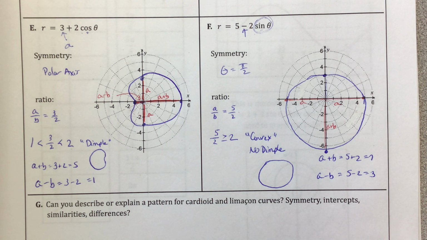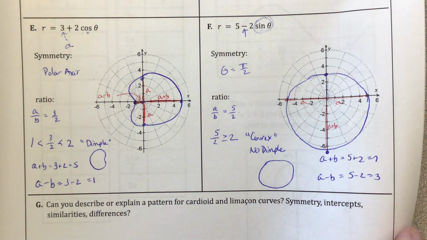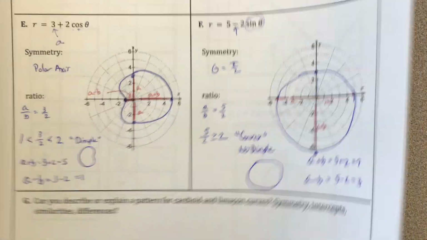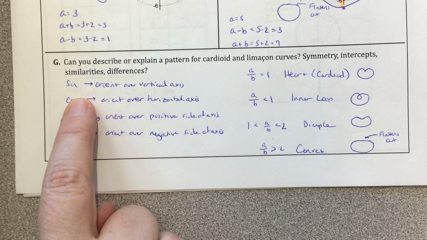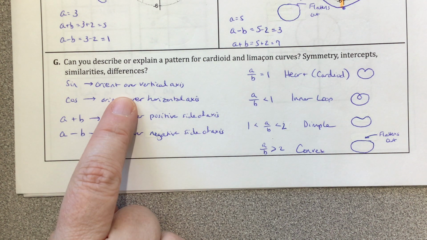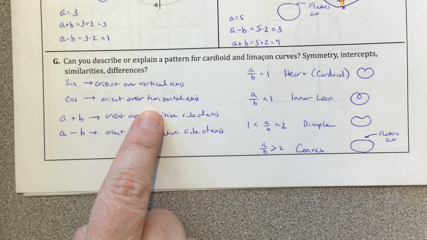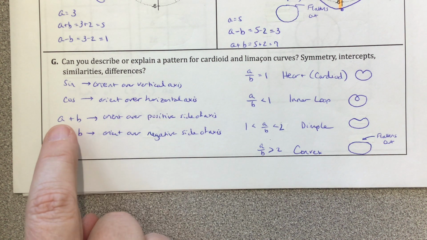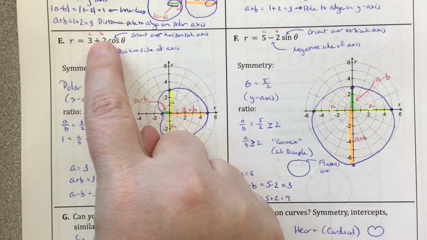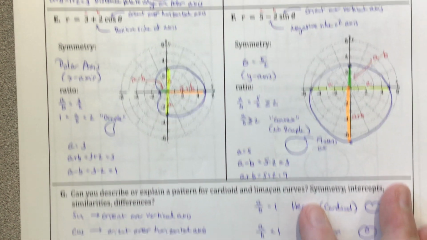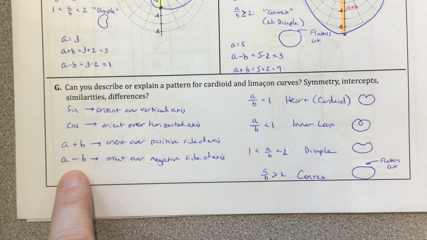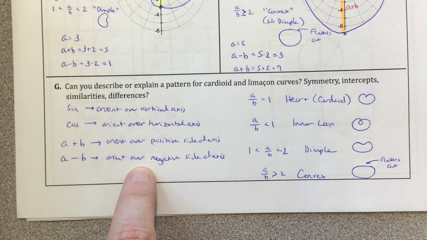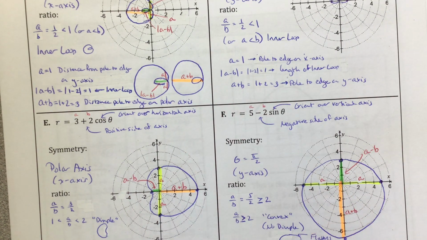Okay, can we describe or explain a pattern for cardioids and limaçon curves: symmetry, intercepts, similarities, differences? Here are the things that we've talked about. If it's a sine function, then it's oriented over the vertical axis. If it's a cosine function, it's oriented over the horizontal axis. If it is a plus b, like right here, or a minus b, that tells me what side of the axis I'm oriented over. A plus b, I'm oriented over the positive side of the axis. A minus b, I'm oriented over the negative side of the axis. So we're referring to how it looks in the equation.